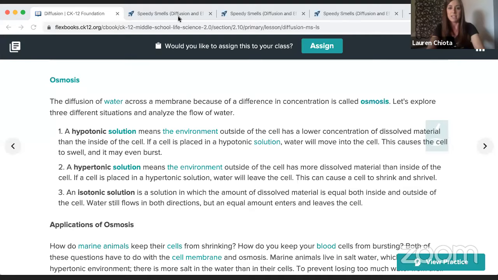But did you know that diffusion doesn't just happen in liquids, it also happens in gases. And this sometimes is really difficult to model and to see. But CK-12 actually has a great model of this through a simulation called Speedy Smells that I wanted to walk through with you today. The link for this is in the YouTube page below, so I encourage you to visit that. And I'm going to share my screen again with you to show you that simulation.